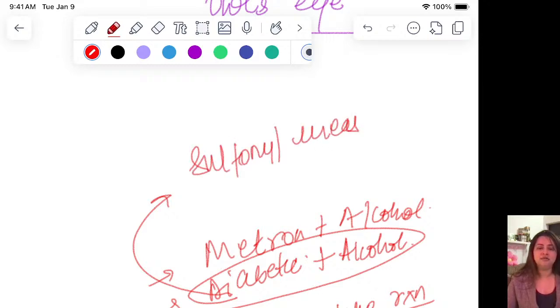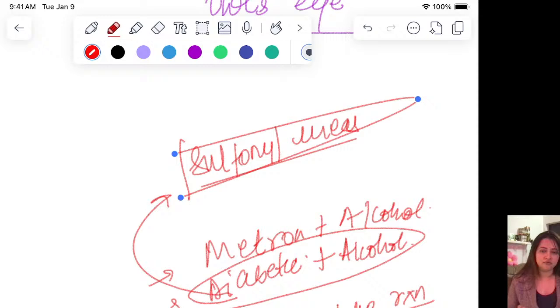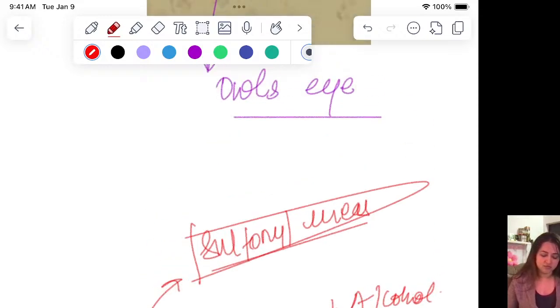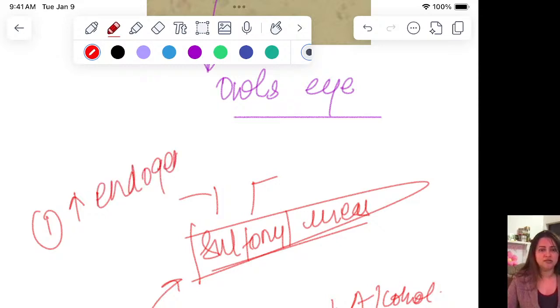Sulfonylureas. So whenever you read anti-diabetic drugs, you have to know the patient profile for which they are going to be preferred. For example, when you talk about sulfonylureas, they are not given to everyone, right? There are a few points that you have to know regarding sulfonylureas. Number one, they are increasing the endogenous release of insulin. They increase the release of insulin from the body.